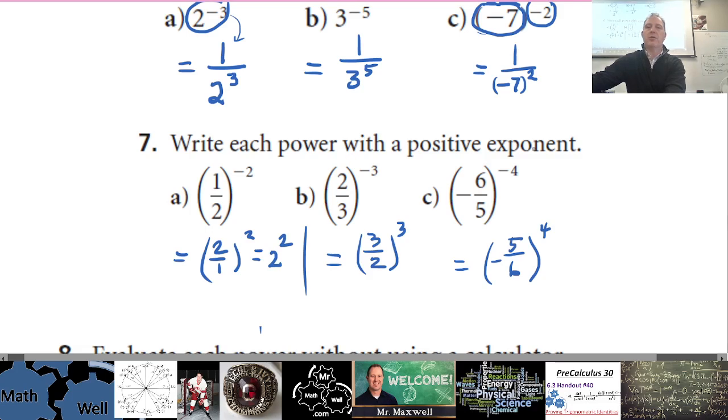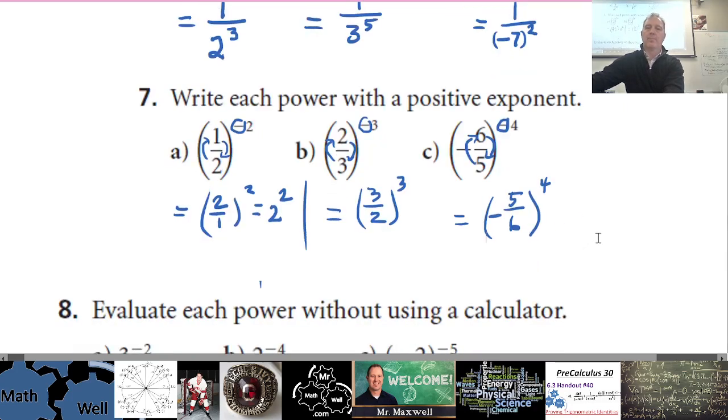Number 7, write each power as a positive exponent. Well, again, this negative value on the exponent just flips these numbers. So that's 2 over 1 squared, or 2 squared. This negative exponent flips these numbers around. So that's 3 over 2 to the positive 3. And this negative exponent flips those numbers around. It does not take away the negative sign, so negative sign stays. And the 5 over 6 to the positive 4.